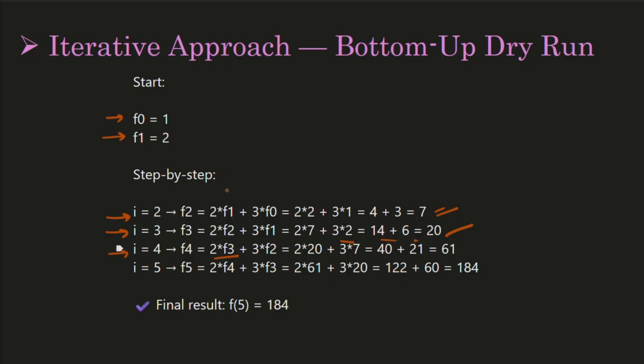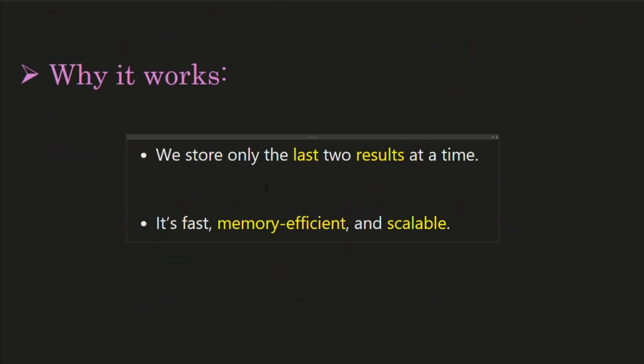f4 equals 2 times f3 plus 3 times f2 equals 2 times 20 plus 3 times 7 equals 40 plus 21 equals 61. I equals 5. f5 equals 2 times f4 plus 3 times f3 equals 2 times 61 plus 3 times 20 equals 122 plus 60 equals 184. Final result. f of 5 equals 184. Why does it work? We store only the last 2 results at a time. It's fast, memory efficient, and scalable.